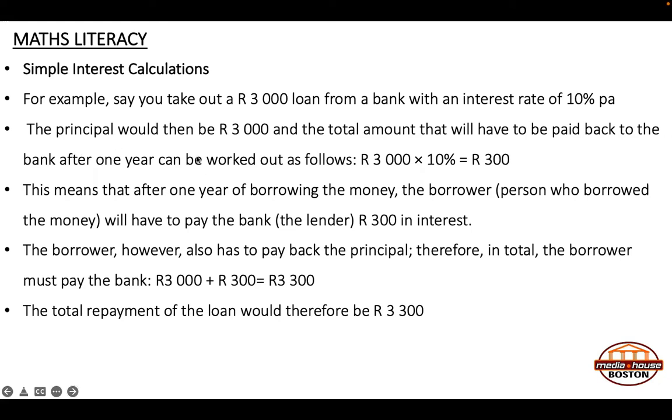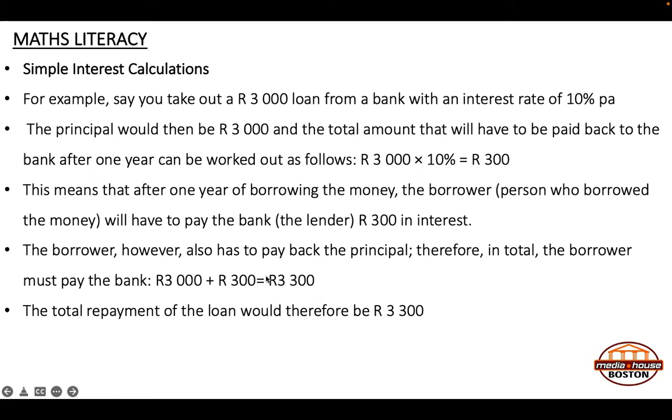So the principal would then be 3,000, and the total amount to be paid back after 1 year can be worked out as 3,000 times 10%, which is 300. This means that after 1 year of borrowing the money, the borrower will have to pay the bank 300 Rand in interest.